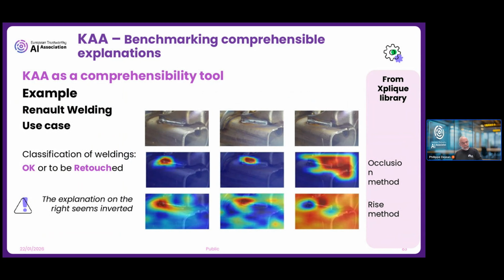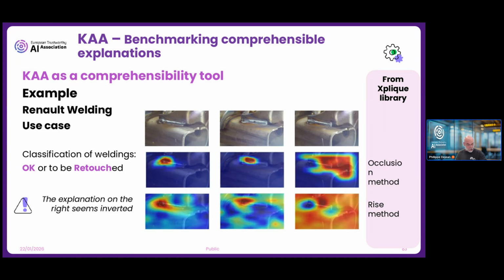To explicit this aspect, I usually propose the example about the Renault welding use case. Welds are classified by the model as OK or to be retouched. This example is based on 3 images of the same kind of welding. For the use case, we use 2 methods, Occlusion and RISE, from the Xplique library to provide explanation.